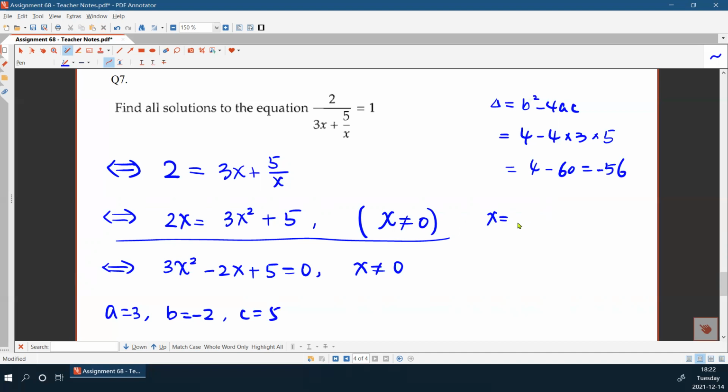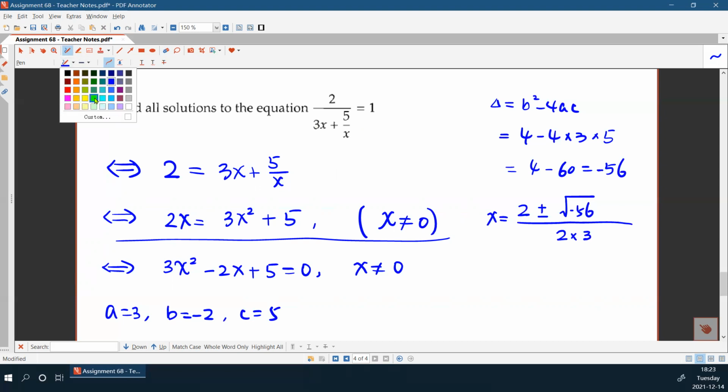Okay, so the solutions according to the formula is a ratio. Denominator is 2a, which is 2 by 3, right? And then the numerator is minus b, which is 2. And then positive or negative square root of delta, which is minus 56, right? So can you tell me, what is square root of minus 56? You need to calculate this first, right? Okay, I'll write it here.